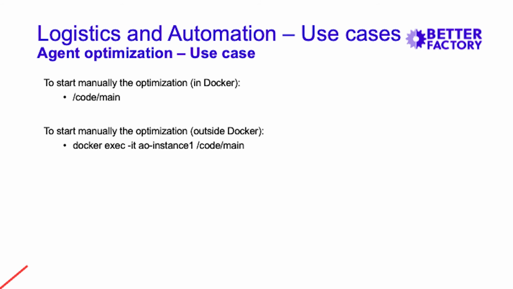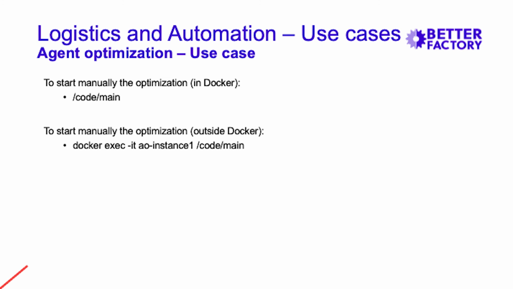To start the optimization, there are two ways. So first, to execute it manually in the Docker image, or we can start it from outside, from the host PC, using the Docker command.